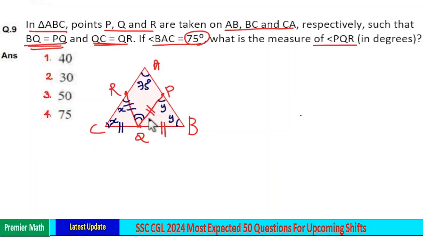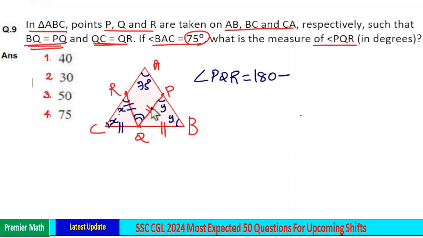Because here in this smaller triangle, two sides are equal. Here also in this smaller triangle, two sides are equal. So these two angles are also equal. In that case, here we have to find angle PQR, which is equal to 180 minus, that is, here BC is a line and the sum of angles on a line is equal to 180 degrees.